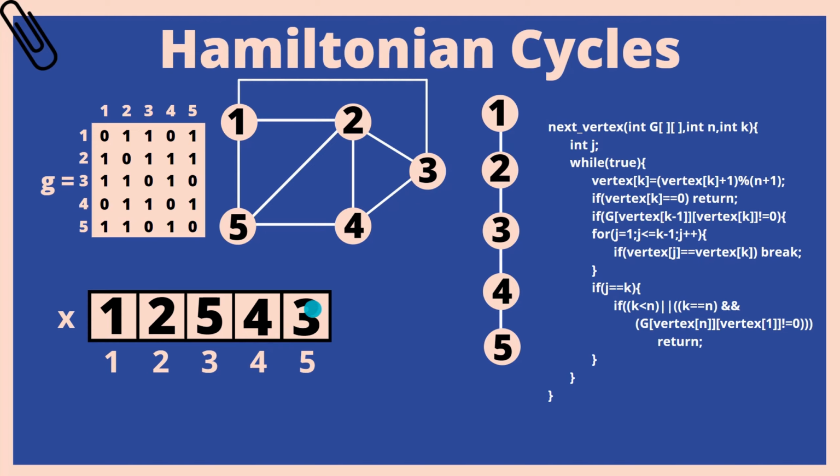Is there an edge between 3 and 1? Yes, we can see that there is a direct edge between 3 and 1. 3 and 1, yes, there is a direct edge. So this is going to be our next Hamiltonian cycle. So we will now print this.